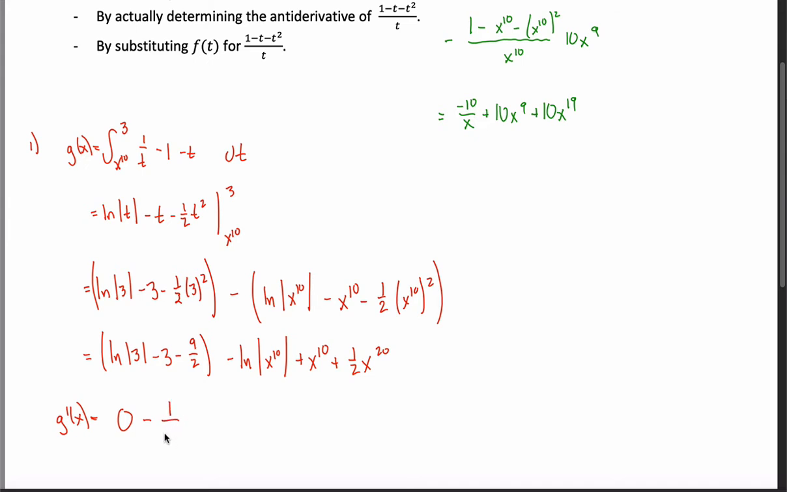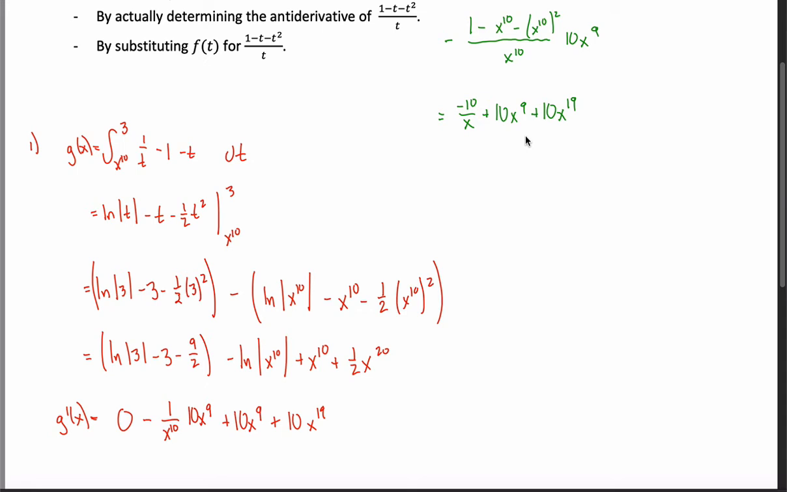Think chain rule here. You have 1 over that x to the 10th power, but then you're not done. You have to multiply that by 10x to the 9th power, the derivative of x to the 10th power. And the derivative of 1/2 x to the 20th, well, if I bring the 20 down in front, 1/2 times 20 gives me 10. And then I have x to the 19th power.